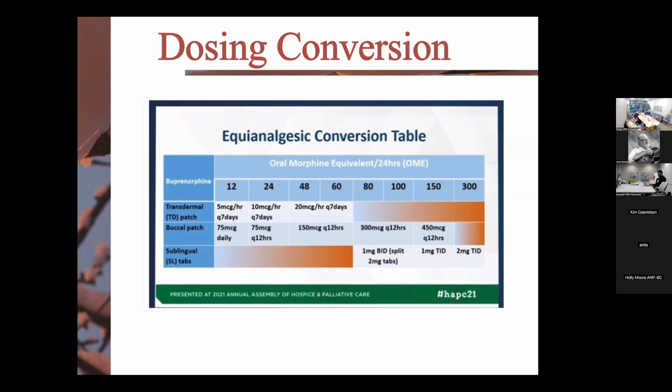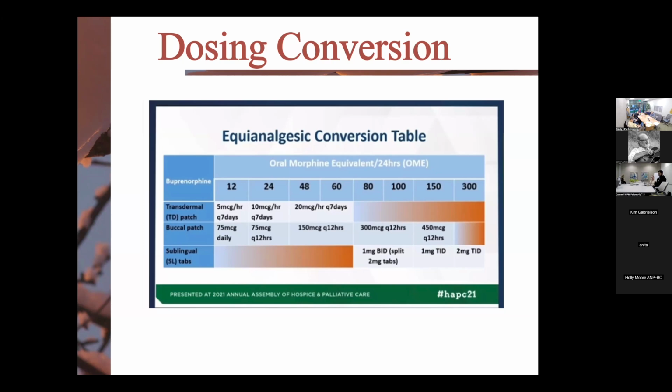Now I have used on occasion 2 of the 20s or that sort of thing. So that is a possibility to get to those higher doses. I'm going to skip over buccal for a second and go down to sublingual. What I want to highlight here is 1 milligram BID is about equivalent to 80 to 100 oral morphine equivalents. And the tablets start at 2 milligrams.